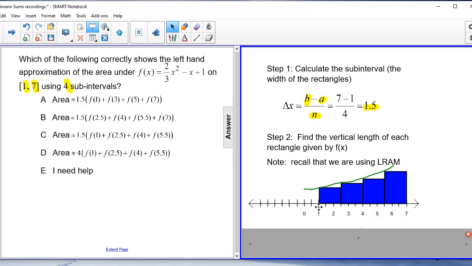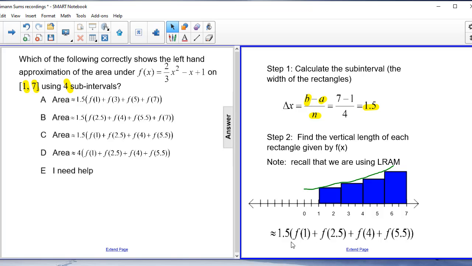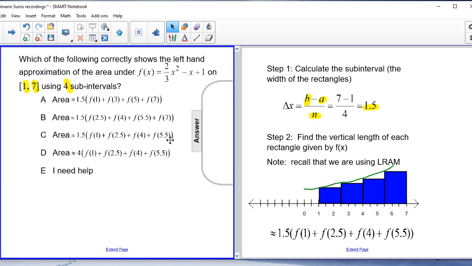Now the height of each rectangle is going to be f of x at that point. The height of the first rectangle in this left corner is going to be f of 1. Our next rectangle is going to be f of 2.5, and so on, to get the following formula. It's length times width, so 1.5 is our width, and then we sum all the lengths. The first rectangle has a length of f of 1. The next has a length of f of 2.5. The third has a length of f of 4. And finally, our fourth rectangle on the left-hand corner has a length of f of 5.5. So our correct answer is C.